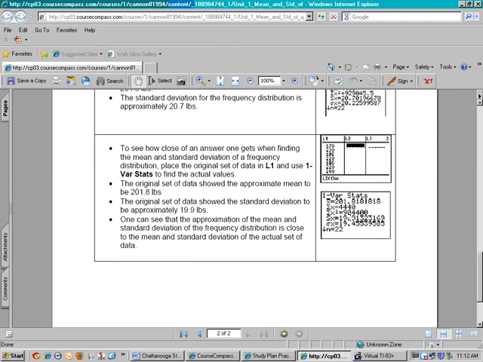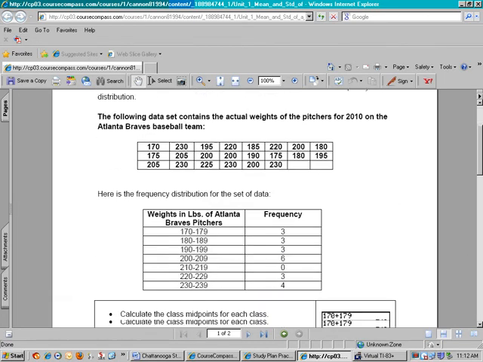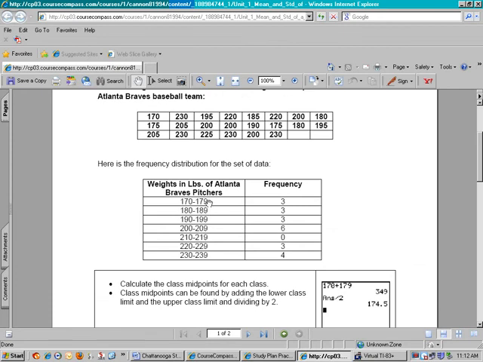So you notice that you are doing an approximation when you find the mean and standard deviation of a frequency distribution. And it's because we don't know all the exact values. We just know there were 3 in this middle. So we're approximating by finding the midpoint. So that's how you find the mean and standard deviation of a frequency distribution.